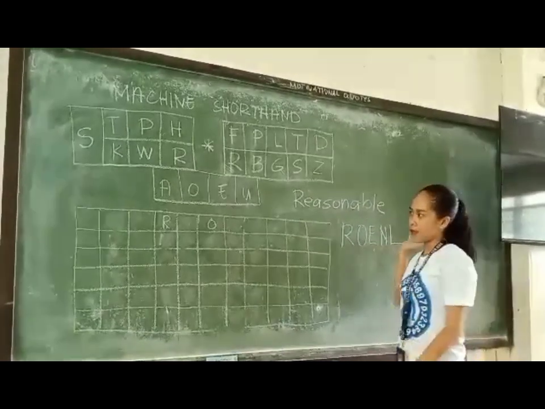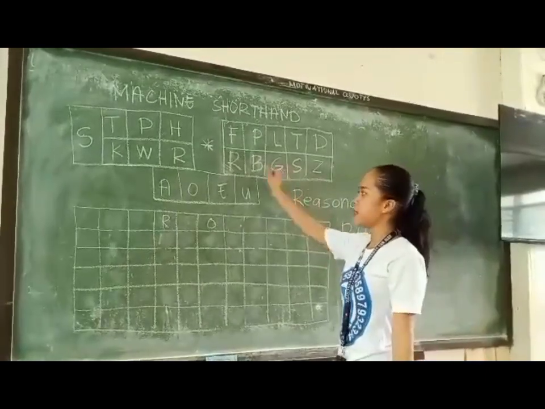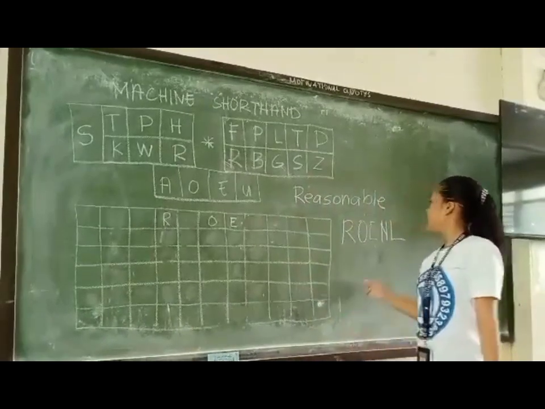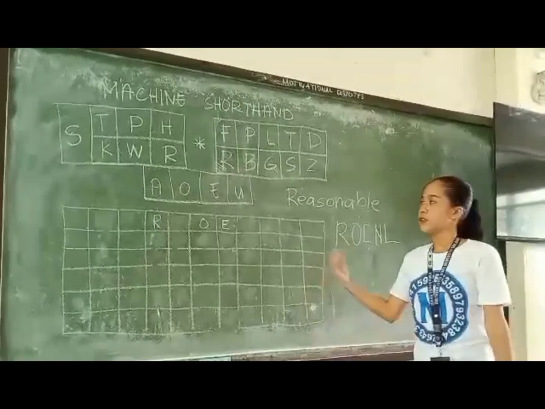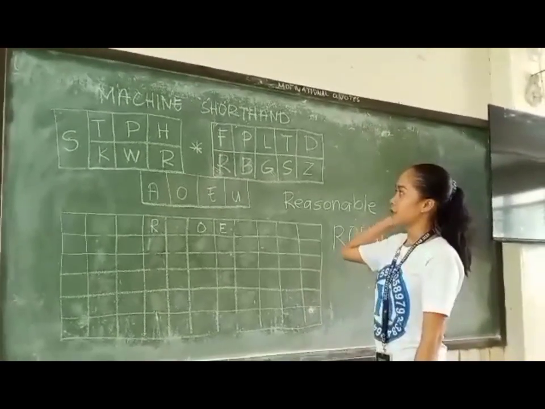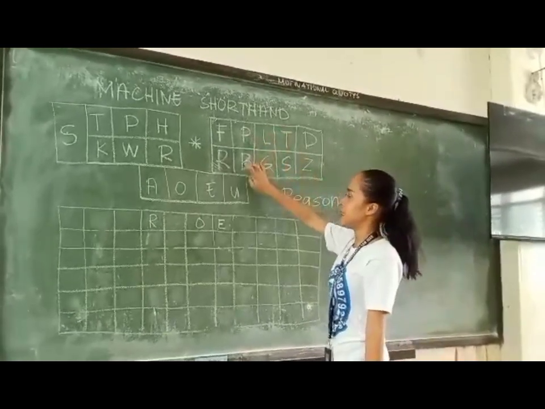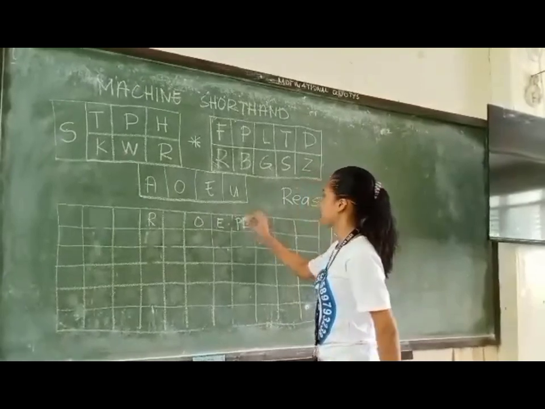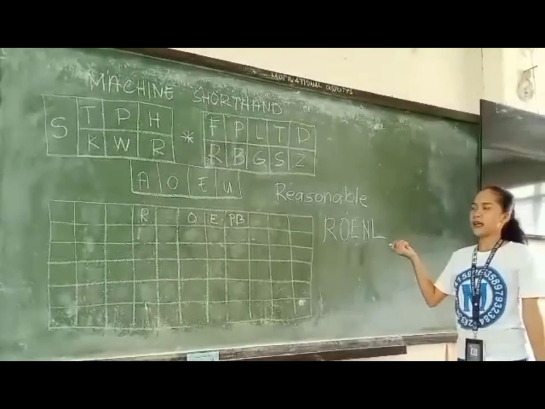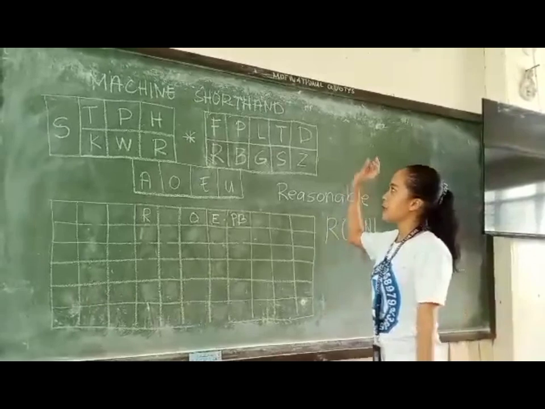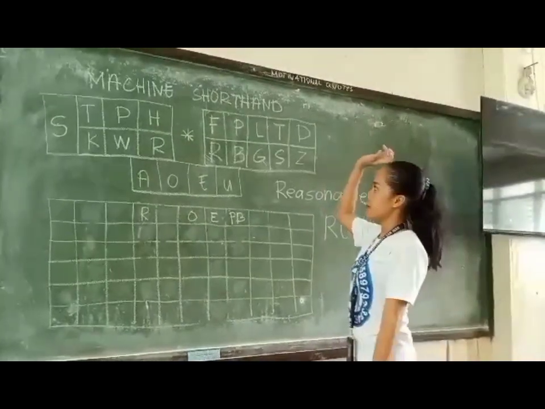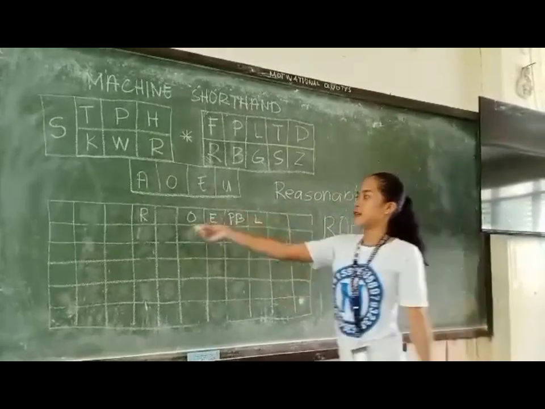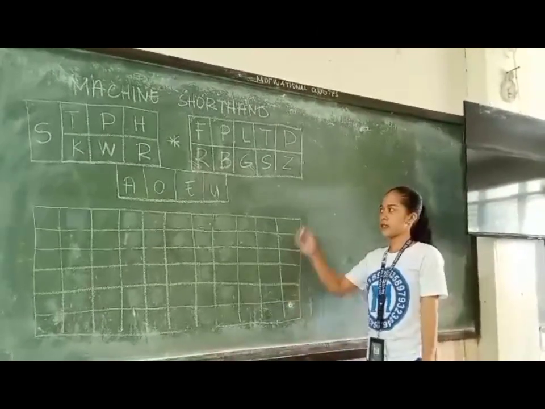And next is the vowel E. Then the final N. And last is the final L. With your right ring finger, depress L to put a final L. Then reasonable.